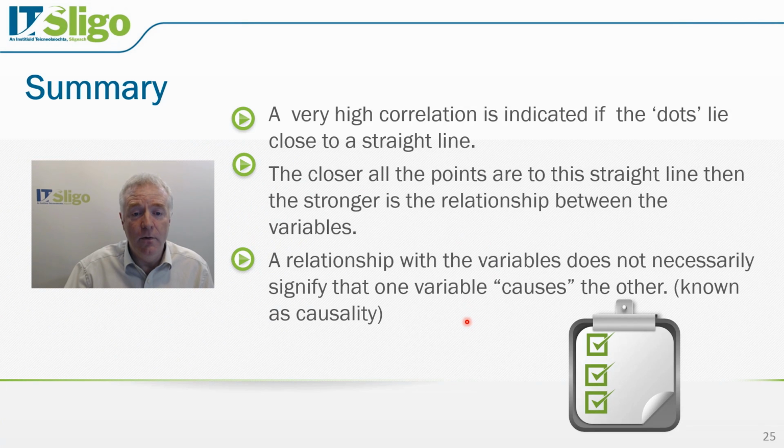Just because we have a relationship between the variables does not necessarily imply that one actually causes the other. This is known as causality, and you need to be very careful of this when you're looking at relationships.